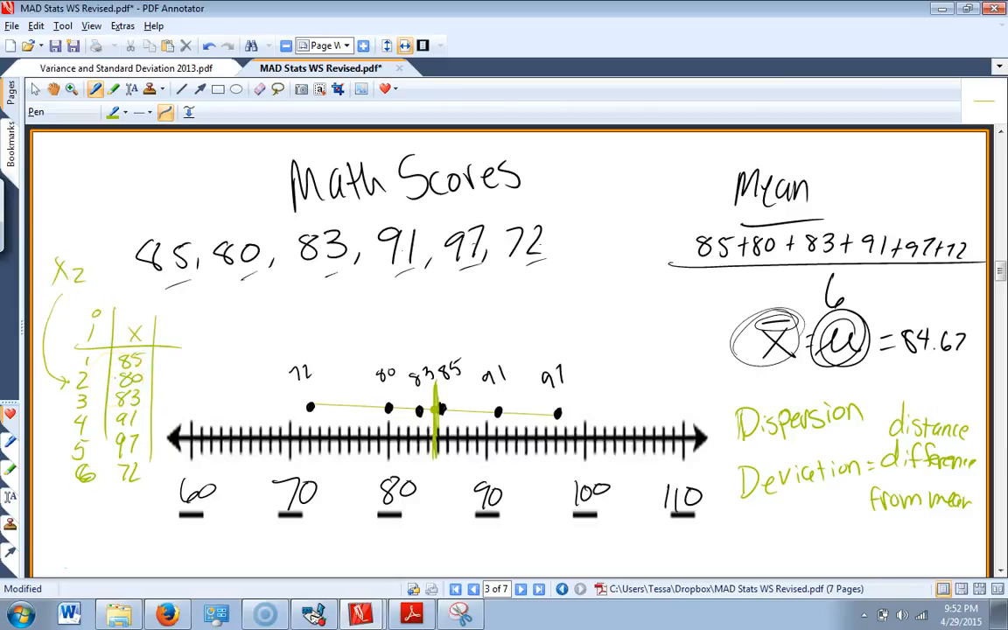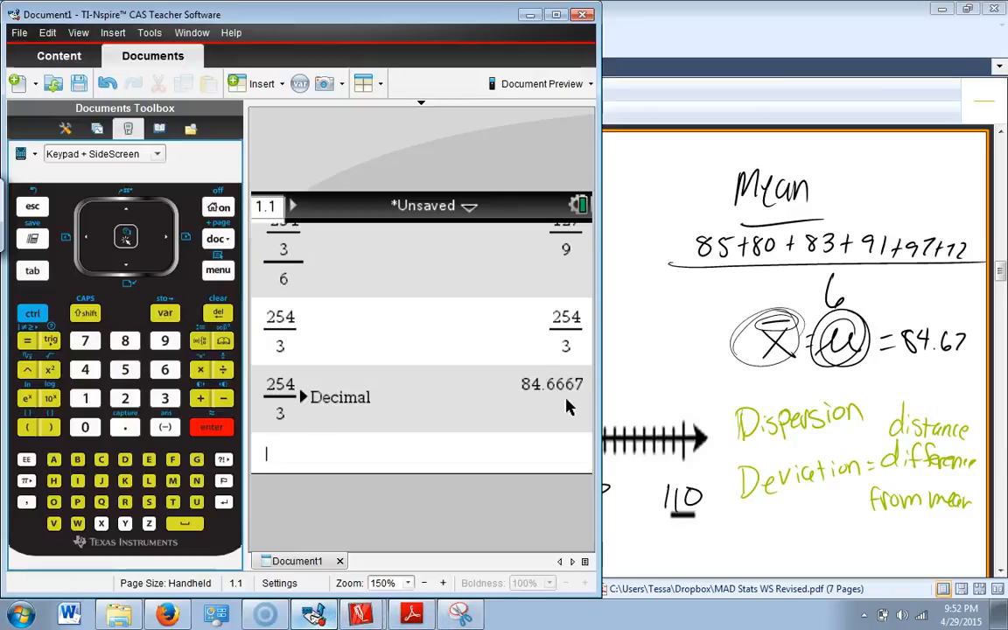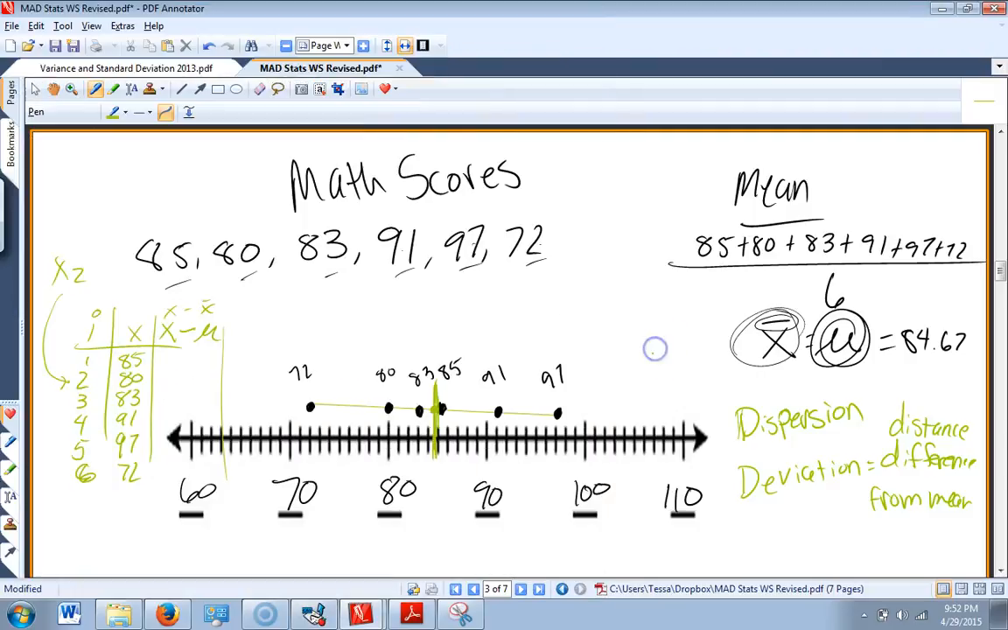So we want to find our standard distance from the mean. What that is, we take our data element and we subtract the mean from it. This could look like x minus x bar. So 85 minus 84.66666 repeating. I don't like doing those fractions, so let's do 85 minus 84.6. So that's about 1/3 deviation.